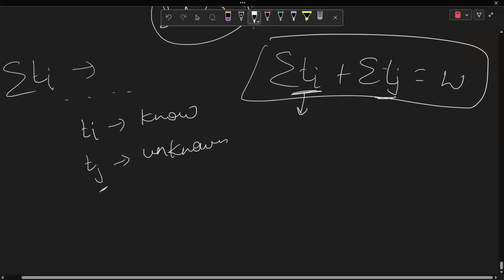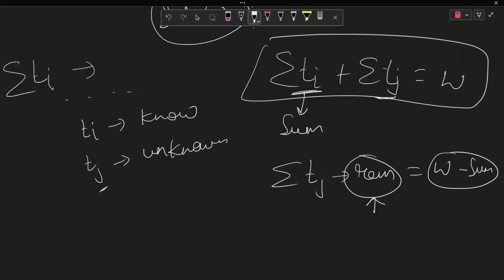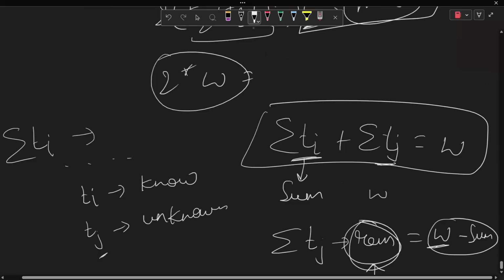Since these Ti are known and are getting known one by one, you can store this in a variable, say sum. Now you know the summation of Tj, you can call this the remaining value, which you can assign to the unknown values. That is equal to W minus sum. So basically you can maintain this remaining variable every time. These are the values that are not assigned to any nodes. These are unknown. So whenever there is some unknown value, you can assign this full remaining. Initially, when everything was unknown, this remaining was equal to W.